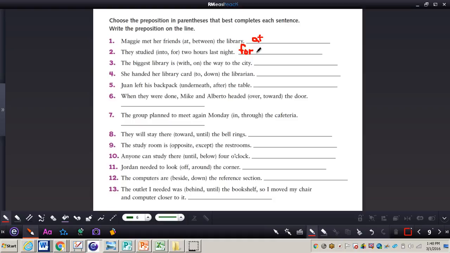Now, what I want you to do is complete numbers 3 through 13. This gives you a good idea how prepositions are used in sentences, and we'll continue to review this in the next video that you'll watch about prepositions. But like I said, this exercise will help you see just how prepositions are used. So complete numbers 3 through 13, and when you're finished, you can press play, and I will have the answers for you. So pause the video now.